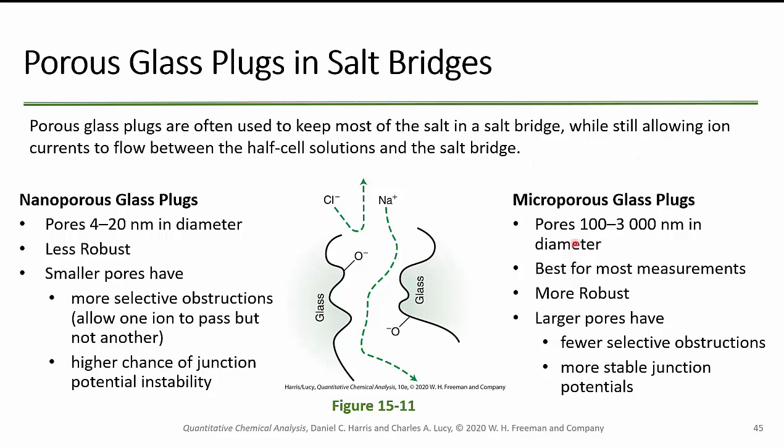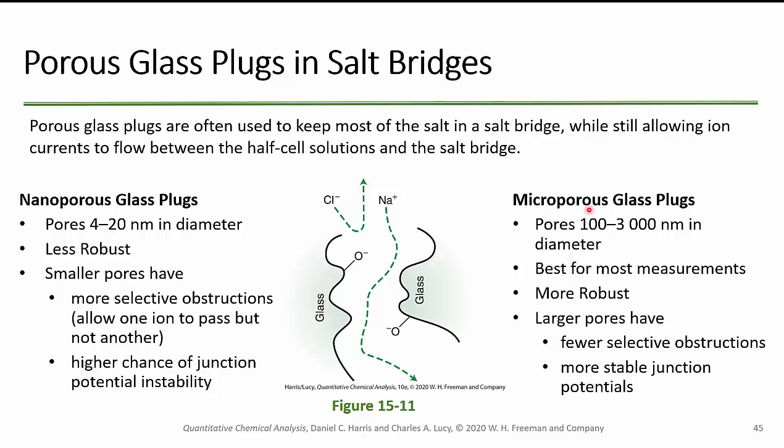Microporous glass plugs, the pores are 100 to 3,000 nanometers in diameter, so 3 microns. They're best for most measurements. They're more robust. They've got larger pores, so they're going to have fewer selective obstructions. But because it's bigger and less fragile, you're going to end up with a more stable reading. So most of the time, you're going to end up with a microporous glass plug.